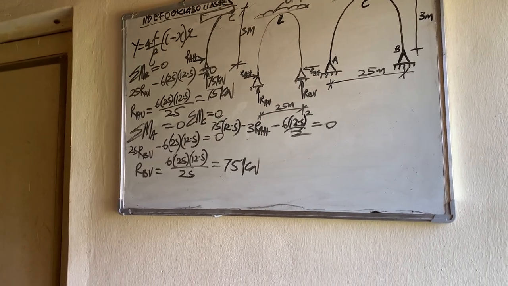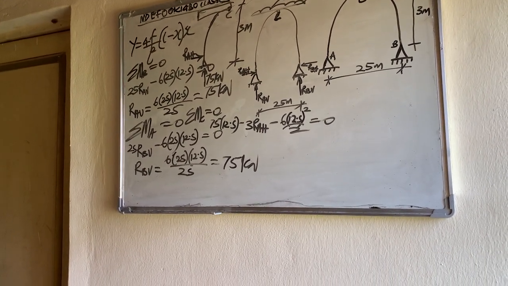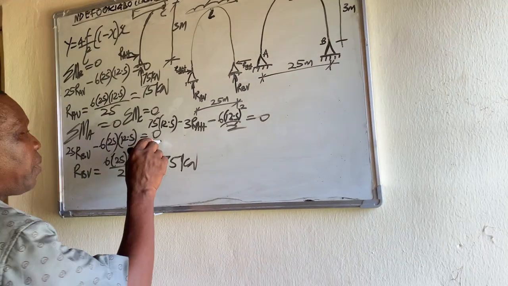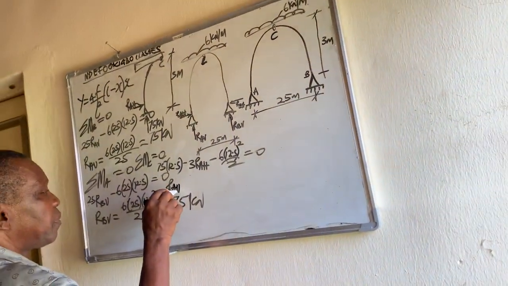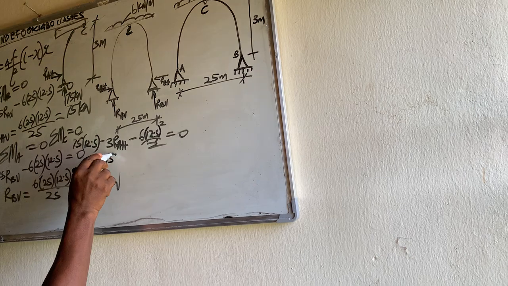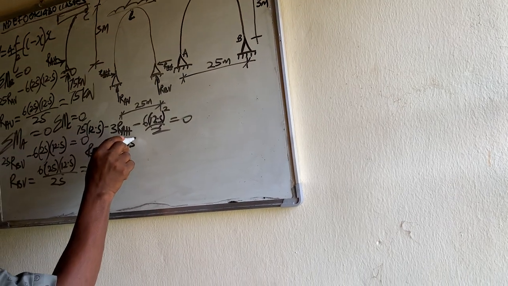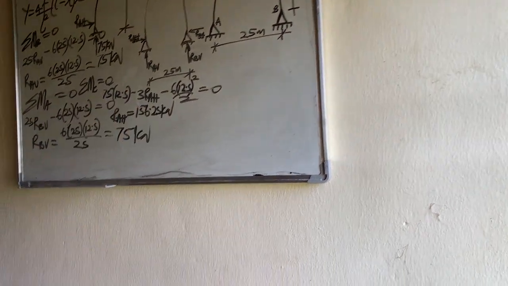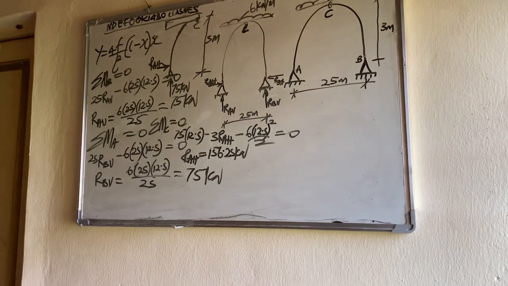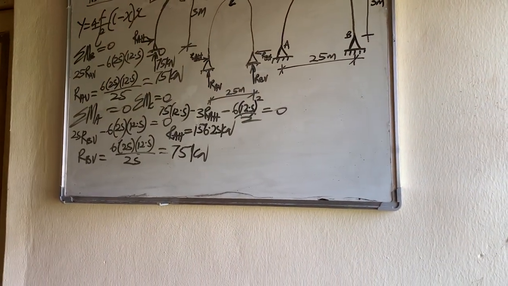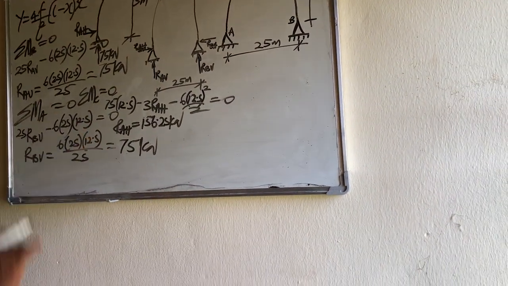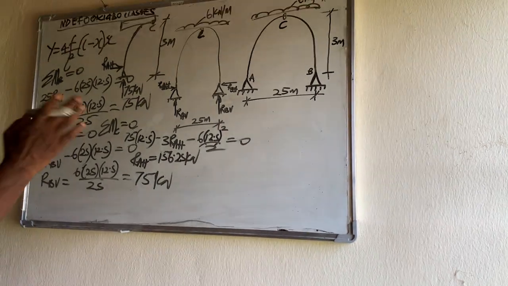I got RA horizontal to be 156.25 kilonewton. So I got RA horizontal. There will be 156.25 kilonewton. That's what I got RA horizontal to be.